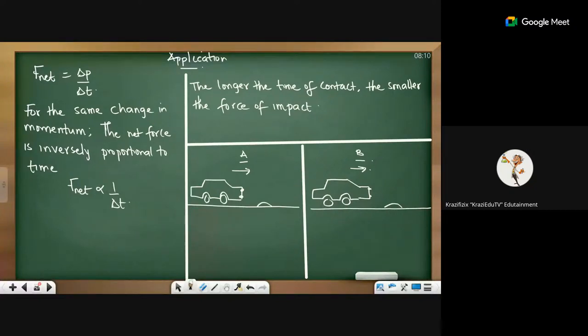Driver A slows down because there's a speed hump, and moves over this speed hump slowly. Driver B did not slow down, and moved over this speed hump very fast. Which one will feel more force, A or B?